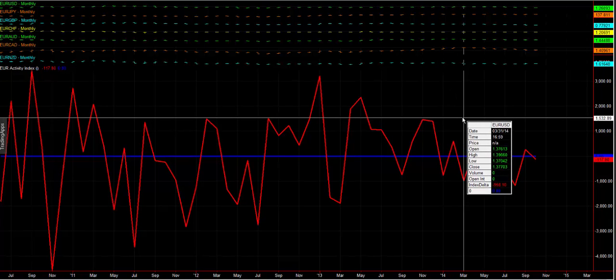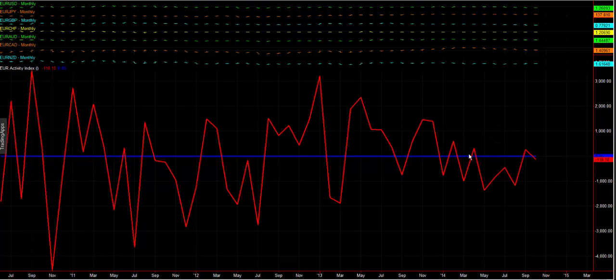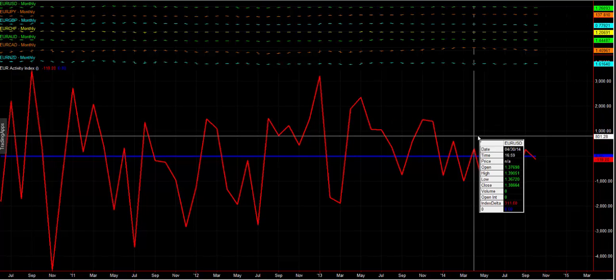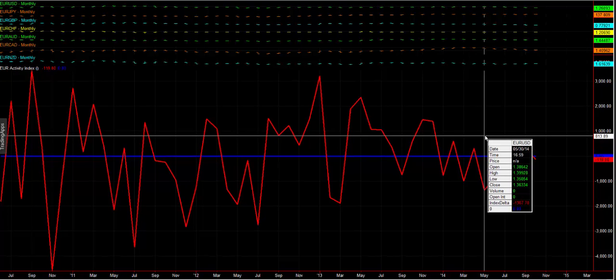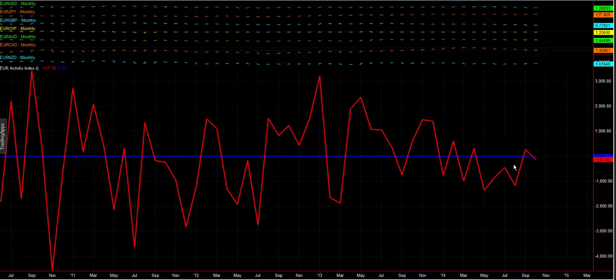The downturn in euro has been sustained, as we can see here. We had basically from April through September, we were in negative territory on a monthly basis. As the European Central Bank meets tomorrow, we will see if this trend will continue in euro.